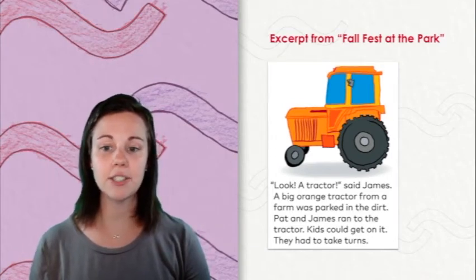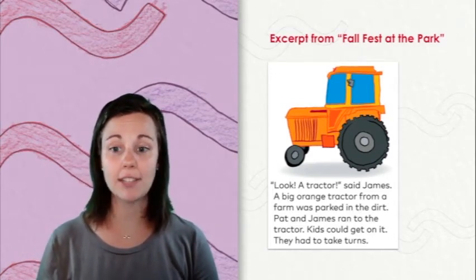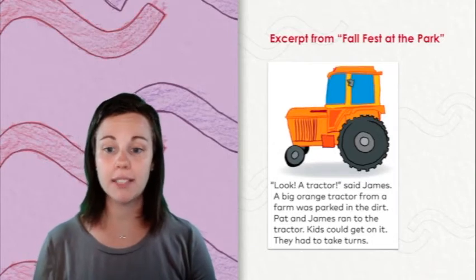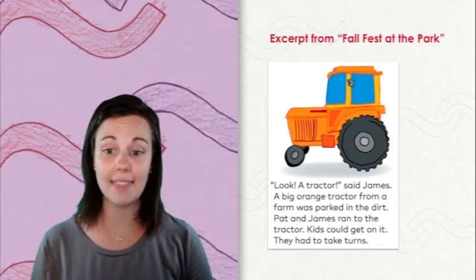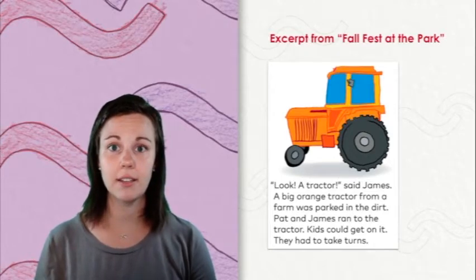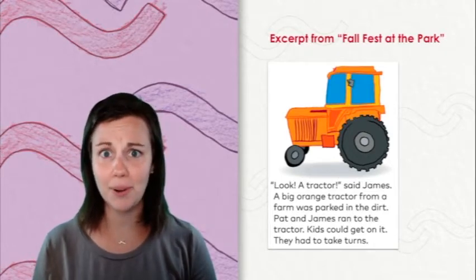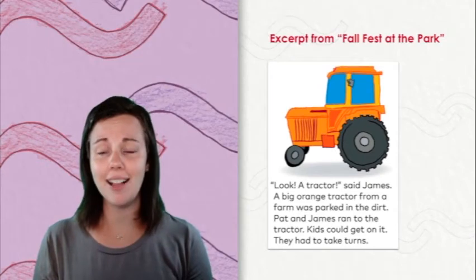Look, a big tractor, said James. A big orange tractor from a farm was parked in the dirt. Pat and James ran to the tractor. Kids could get on it. They had to take turns. Oh no, that wasn't right at all.